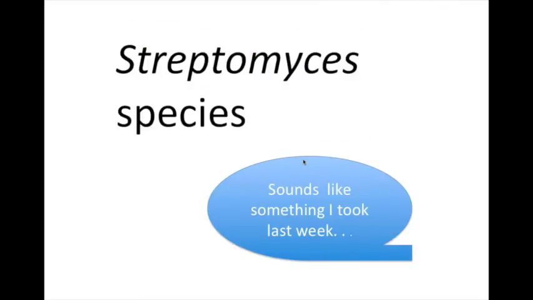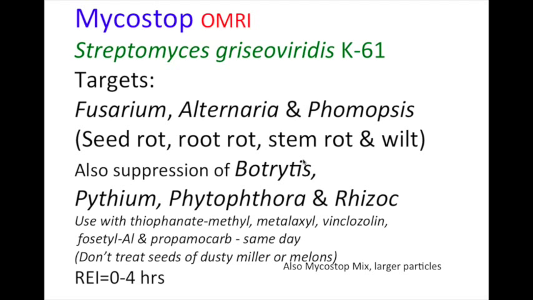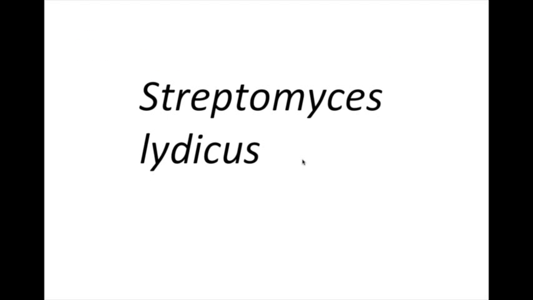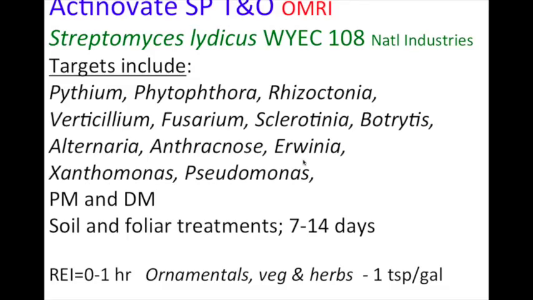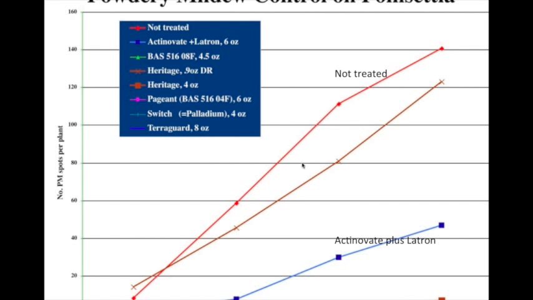Streptomyces species are available that sound a lot like an antibiotic you might take. Streptomyces griseoviridis is one of the ones found in the material Mycostop, and it can be used against a number of soil diseases and also helps suppress botrytis when used on foliage. Then you have Streptomyces lydicus. That is useful against, again, a number of the soil organisms as well as powdery mildew and downy mildew above ground. We've used it on powdery mildew of poinsettia, for example, and found that it can do some really useful things there.